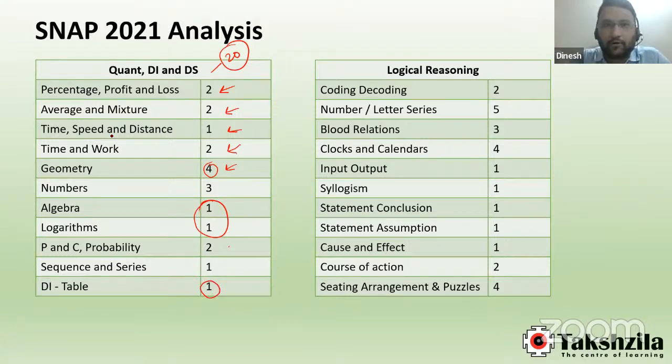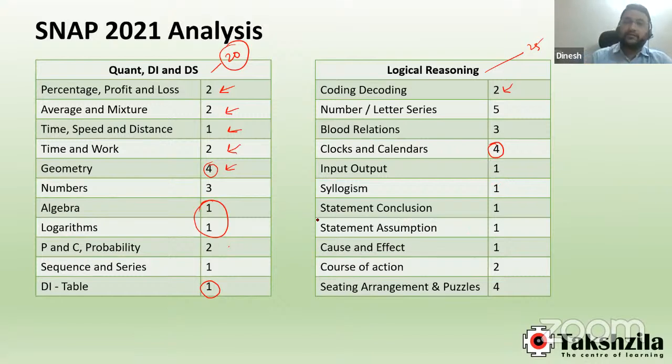And if you talk about the logical reasoning section, out of 25 questions, 2 questions were from coding, decoding, 5 from number and letter series, everyone. 3 from blood relations, clocks and calendar, 4 questions are there. These are very common questions which come in SNAP and NMAT exams, clocks and calendar. Then 1 question was from input output, syllogisms, 1 question.